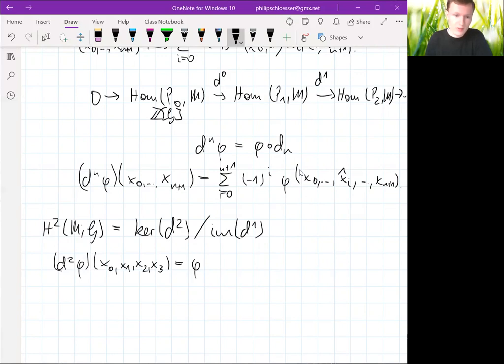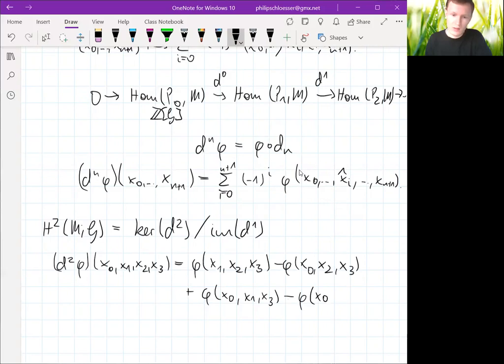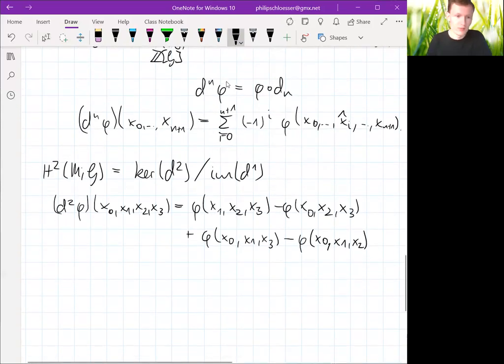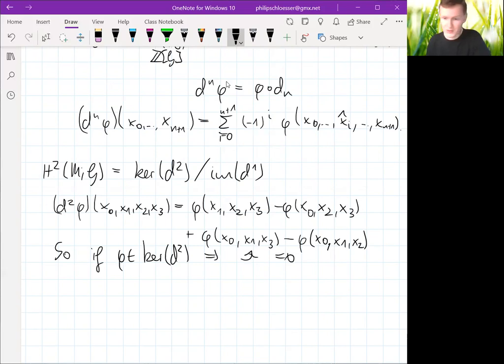And what does it do? We just omit elements: phi of x1, x2, x3 minus phi of x0, x2, x3 plus phi of x0, x1, x3 minus phi of x0, x1, x2. So now if phi lies in the kernel of D2, that just means that this expression up here should be equal to 0.